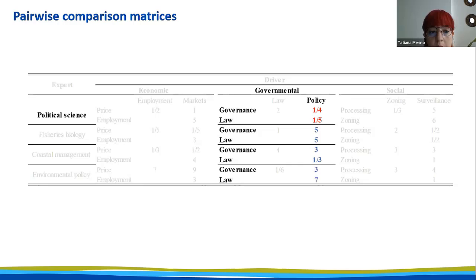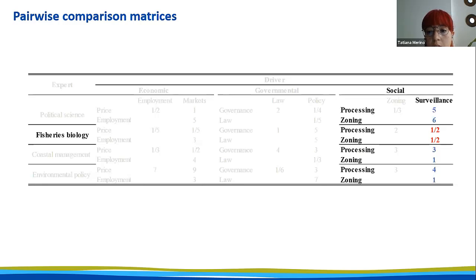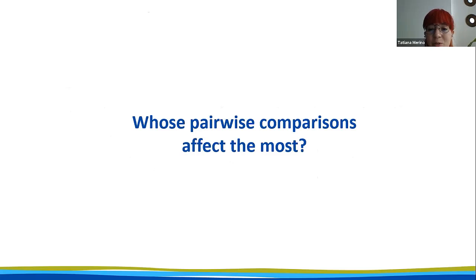Here are other examples for governmental drivers. The political science expert judged policy as more important than comparison law. And for the social driver, the fisheries biology expert judged surveillance more important than processing and sowing. So, who's right, who's wrong? We focused on this particular question: whose pairwise comparisons affect the overall average result the most?